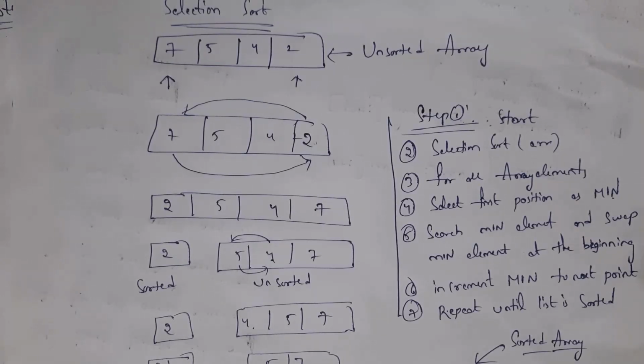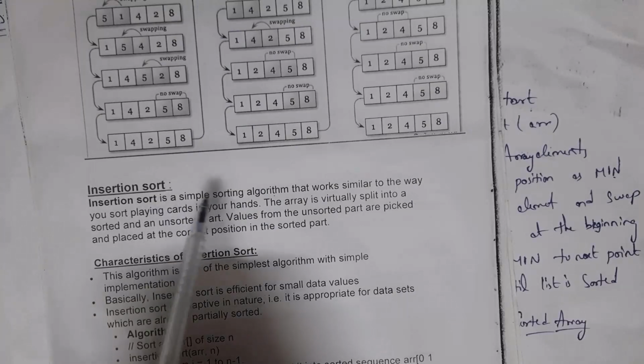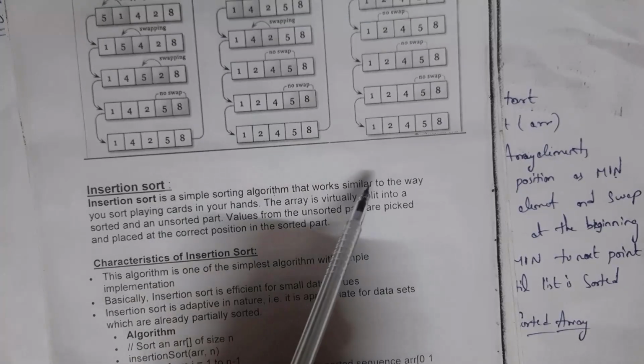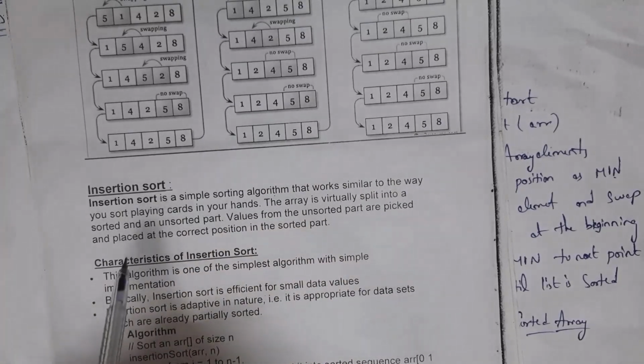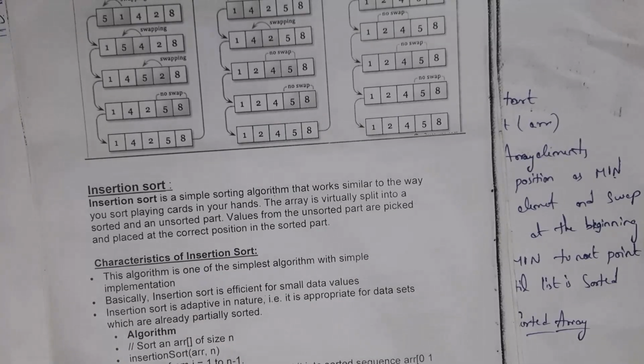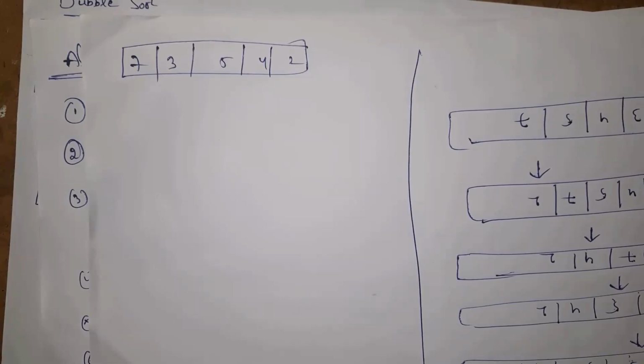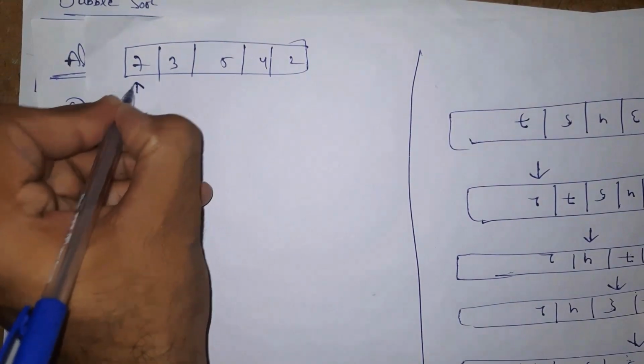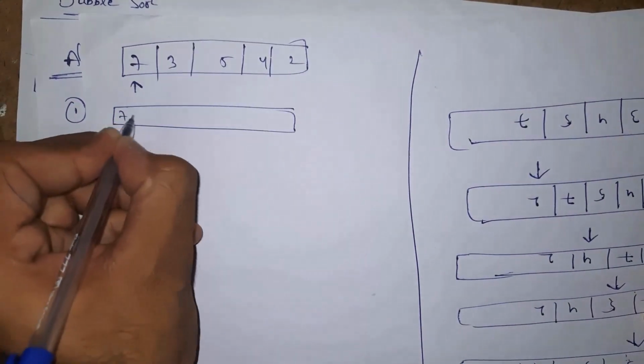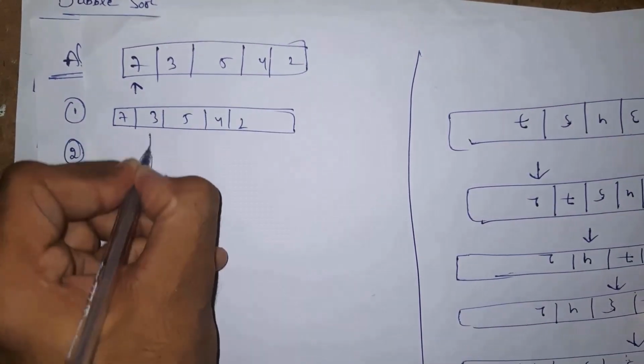Next I will explain what insertion sort is. Insertion sort is a simple sorting algorithm that works similar to the way you sort playing cards in your hands. This is an unsorted array. Now we need to sort this array by using insertion sort. At first you need to place the cursor at the first position. After that move the cursor to the next position: 7, 3, 5, 4, 2. Move the cursor to the next position.